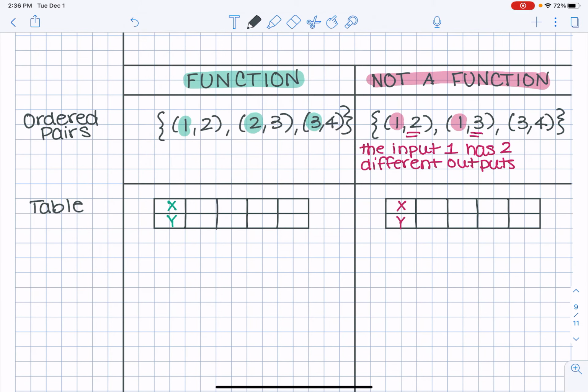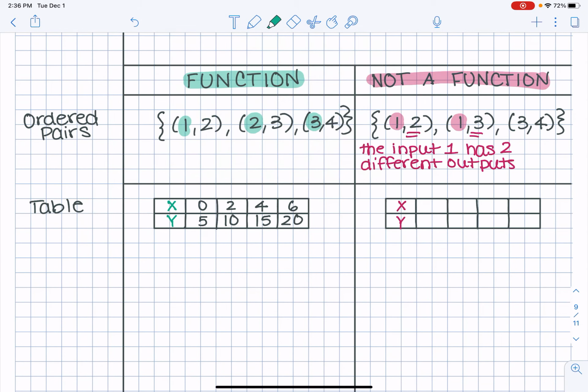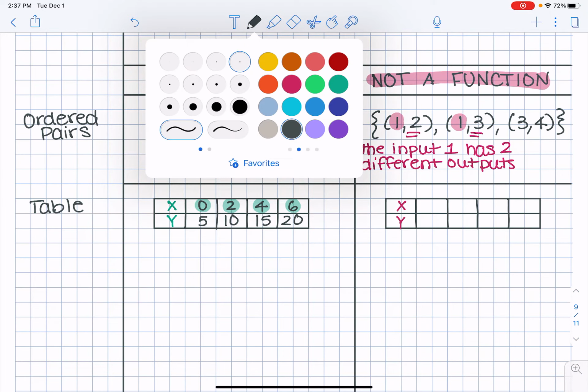And now let's go ahead and put some values in. So let's say for my first table I have 0, 2, 4, and 6. And at the bottom we can have, I don't know, 5, 10, 15, and 20. And if you notice, this is a function because I have different input values every time. My input values are different every time.